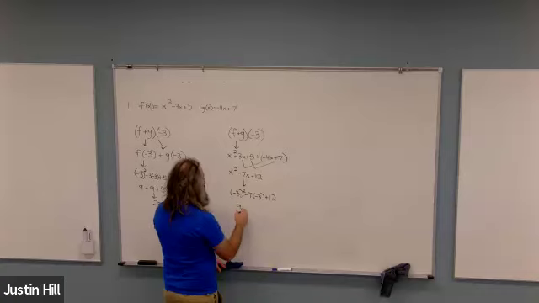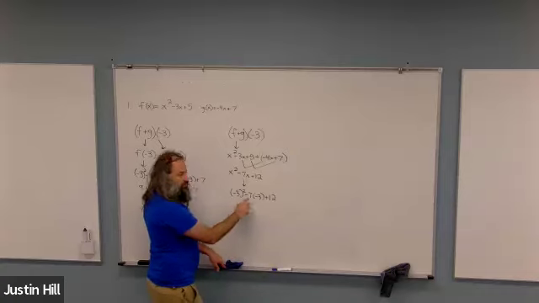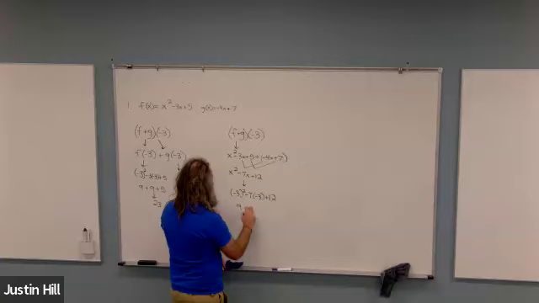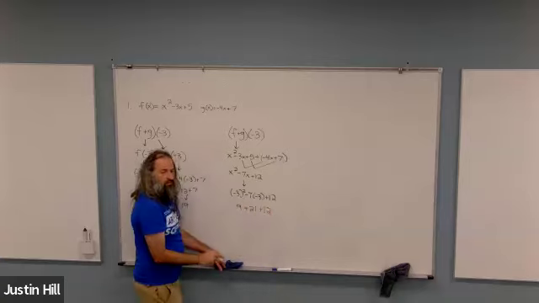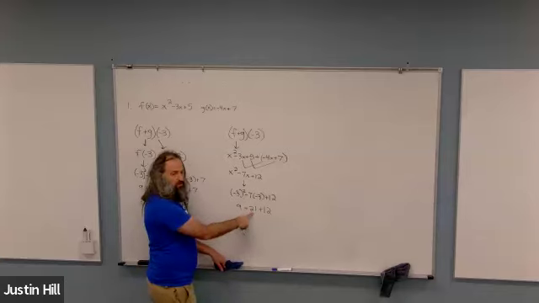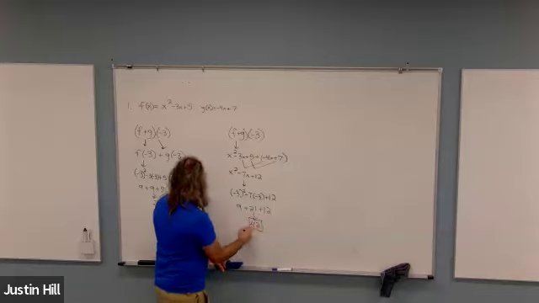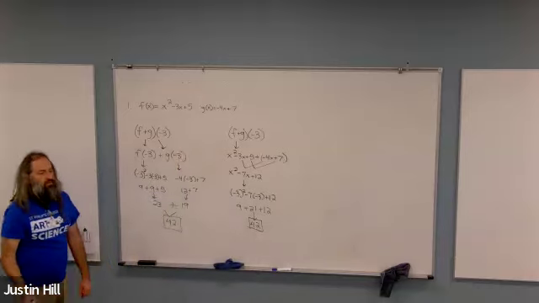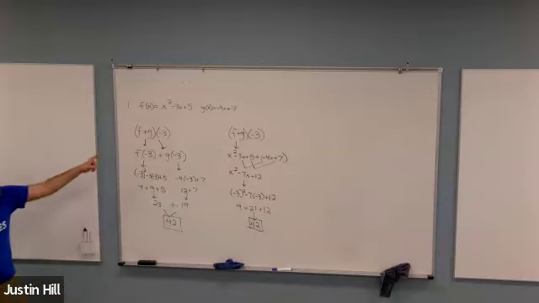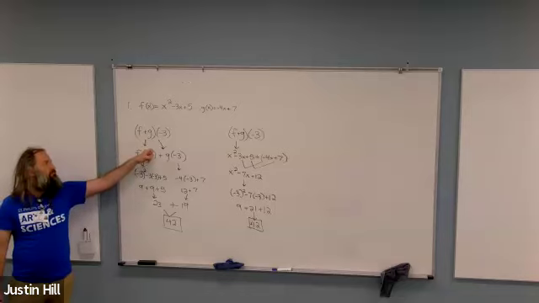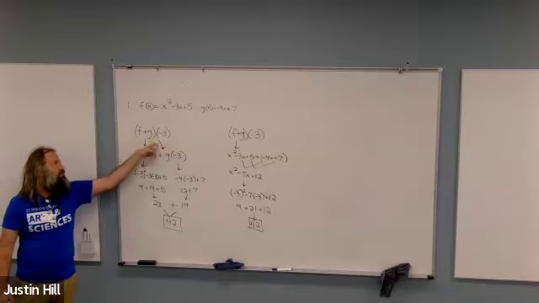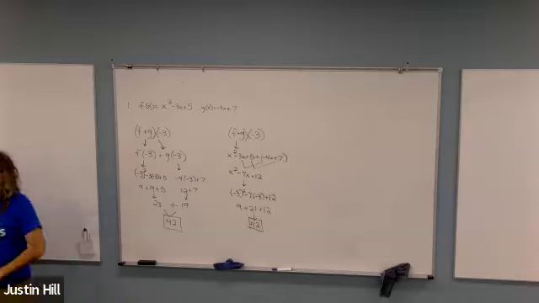So -3 squared is 9. -7 times -3 is 21, plus 12. 9 plus 21 is 30. 30 plus 12 is 42. So it doesn't matter how you do it, you get the same answer. You just have to do those two things. You have to add the functions and you have to plug in.